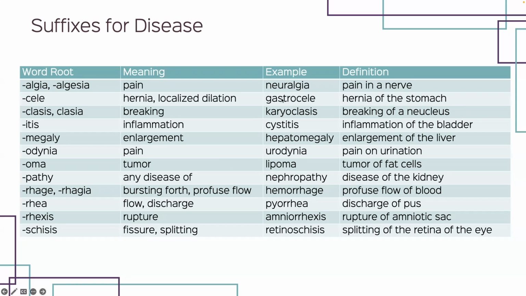Pathy, that's going to be a disease of. So nephropathy is the disease of the kidney. And then you'll see here, these are actually not listed as your double R's, but these are the same ones that we saw earlier, the rrhea, and then your rrhexis.